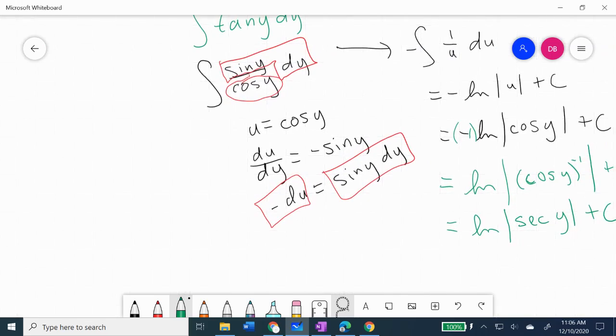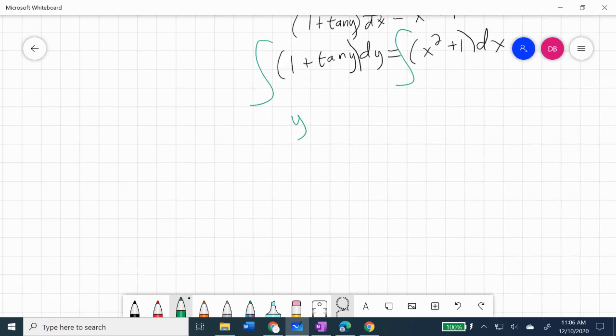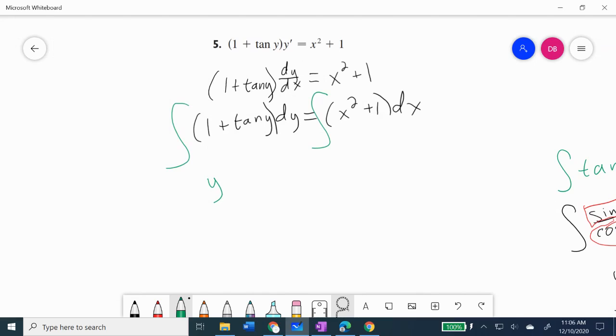Now, coming back over to the problem, I'm going to go ahead and use the cosine version. So that means I have y and then minus natural log absolute cosine y. I'll leave the plus c for the other side. On the right, I integrate, I get x cubed over 3 plus the integral of 1 with respect to x, which gives me x, plus an unknown constant.